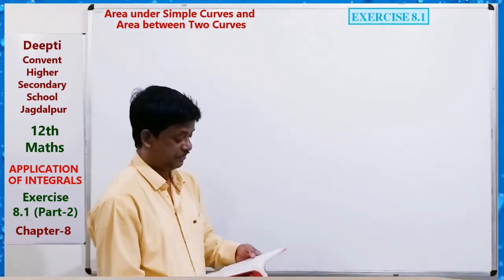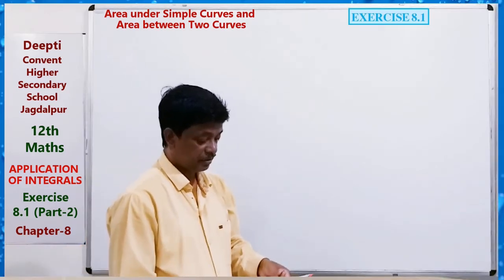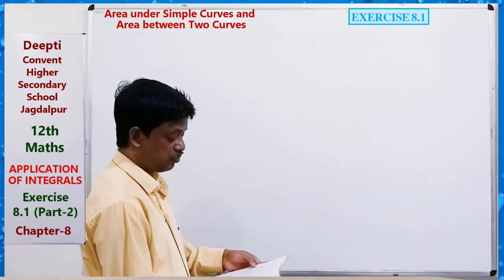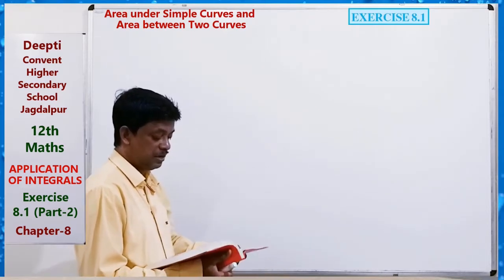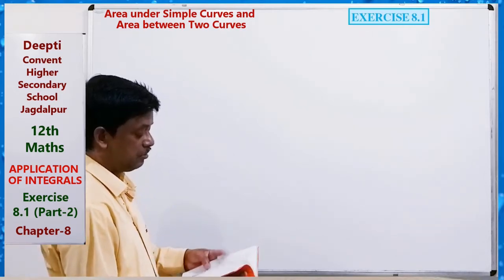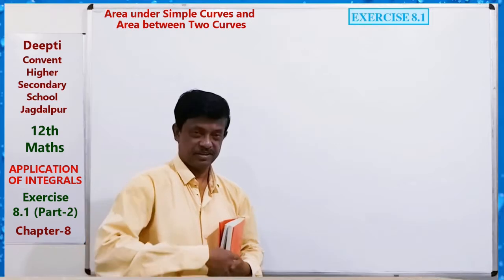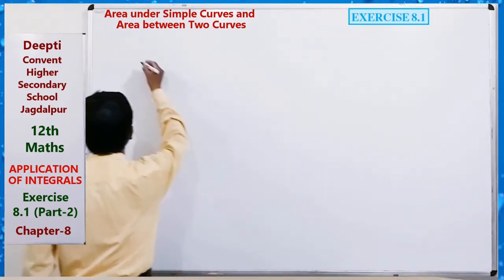Now question 8: the area between x equals y square and x equals 4 is divided into two equal parts by the line x equals a. Find the value of a. So here is the solution.